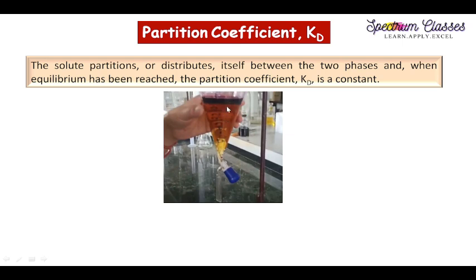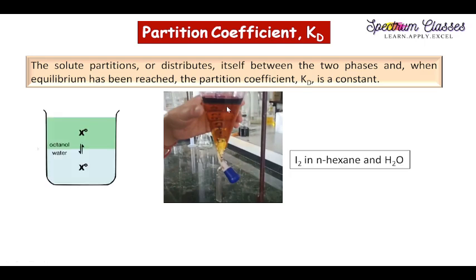Now coming to the equilibrium part, I am just going to show you with this simple setup. Here is a beaker, and in this beaker is iodine, which is our solute. Iodine is very less soluble in water, but it is highly soluble in organic layers. So here we are using n-hexane as the organic layer and distilled water as the aqueous layer.